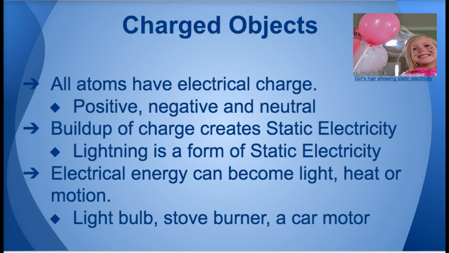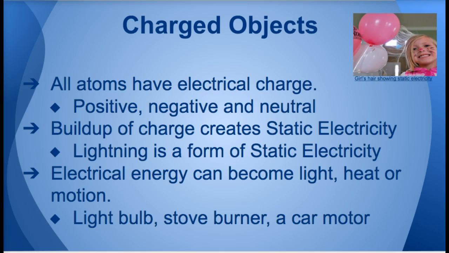Matter is made up of tiny particles called atoms that have electrical charge. The nucleus, or brain of the atom, contains both positively charged and neutral particles surrounded by negatively charged particles. When an object builds up too much of one charge, it creates static electricity. Lightning is a form of static electricity.